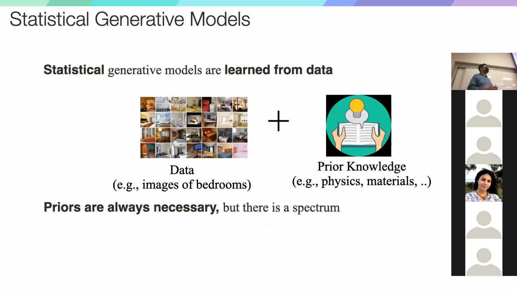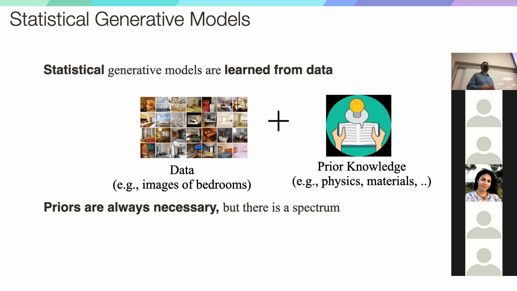So this actually leads to the concept of statistical generative models, which are, if you will, statistical models that are learned on a lot of data. So basically, we have data on the left-hand side. So think about large data sets of, for example, bedroom images that we'll encounter many times in today's lecture. And also a little bit of prior knowledge about the world, for example, knowledge about physics and materials and so on. And it turns out that this prior knowledge is always necessary if we want to generate something.